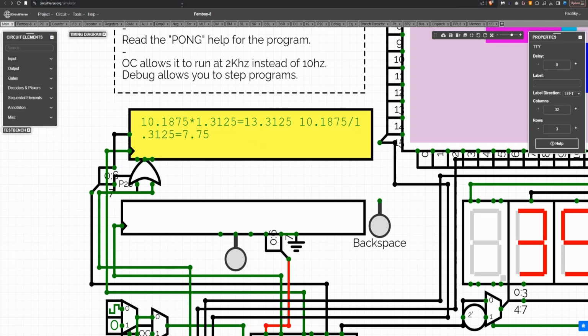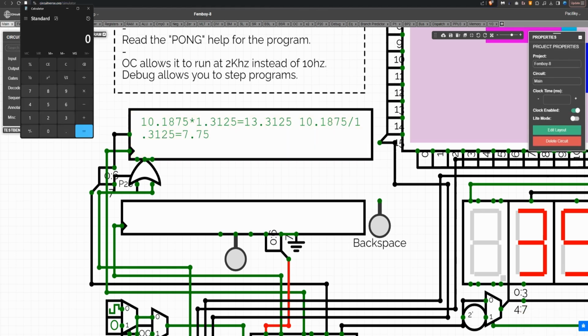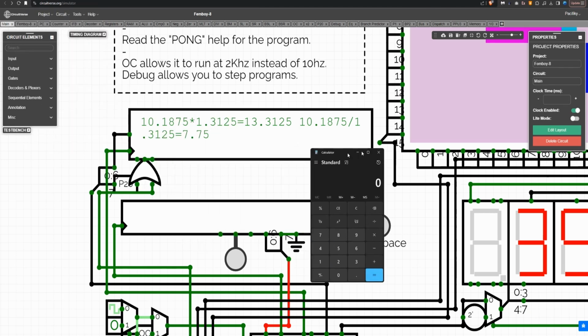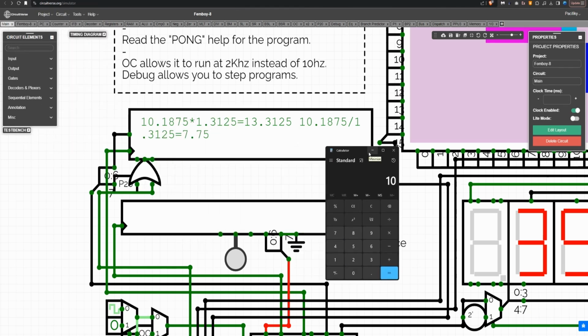And yeah, if I do the math right here, hold on, let me get a calculator. Yeah, calculator right here. And if you do 10.1875 times 1.3125, and yeah, that is pretty accurate, to be honest, except for this part. But just because of the lack of precision, rounding errors, it's just all that stuff.